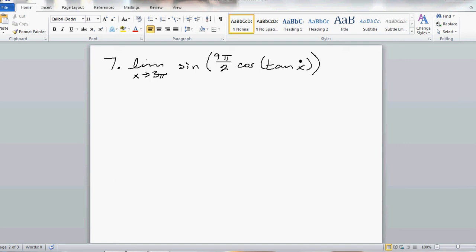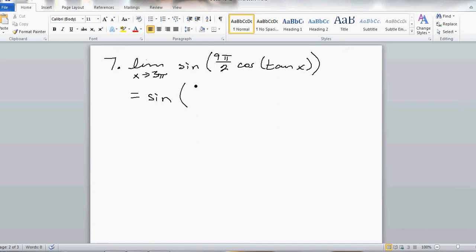Now, really the big things we need to realize is sine is continuous everywhere. Cosine is continuous everywhere. Tangent has a slight problem. Tangent is discontinuous whenever cosine equals 0. So that's at pi over 2 and every multiple of pi thereafter. So we need to look at, we're approaching 3 pi, not 3 pi over 2. At 3 pi over 2 we might have a problem because we wouldn't be able to directly substitute. So let's just substitute in and see what we get.